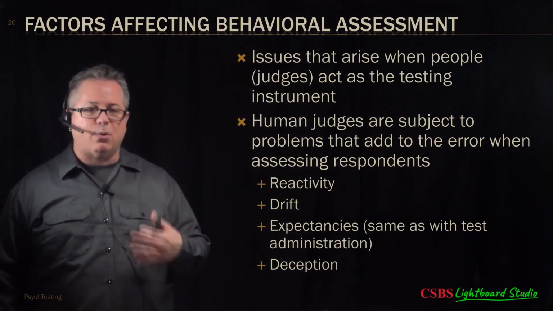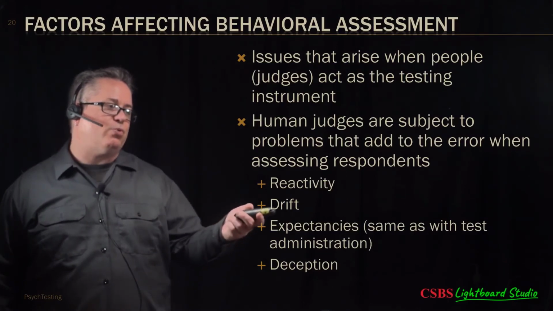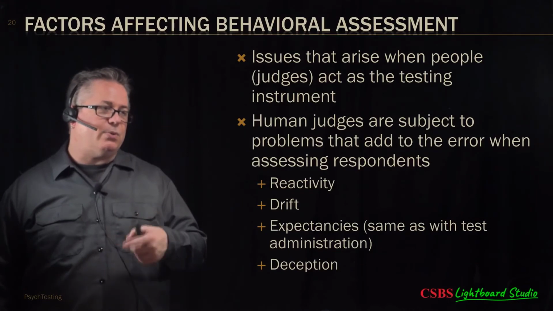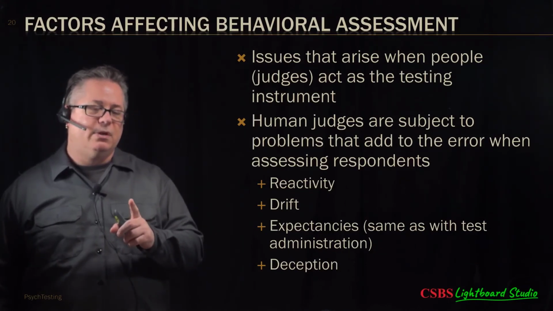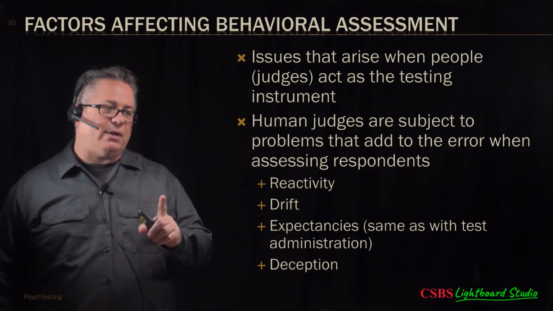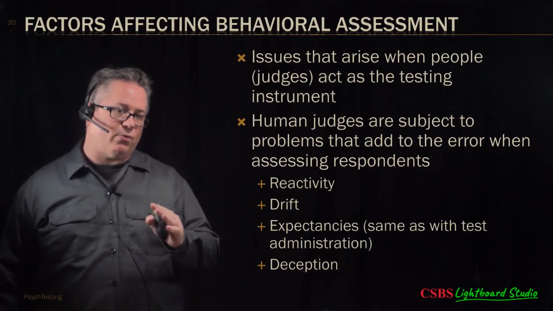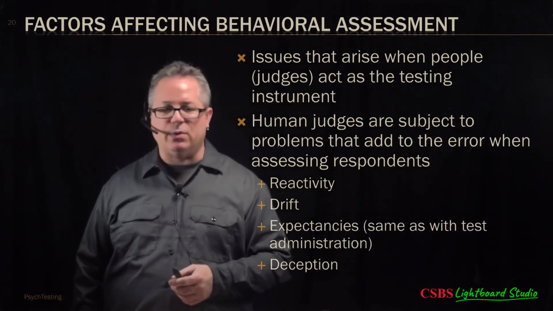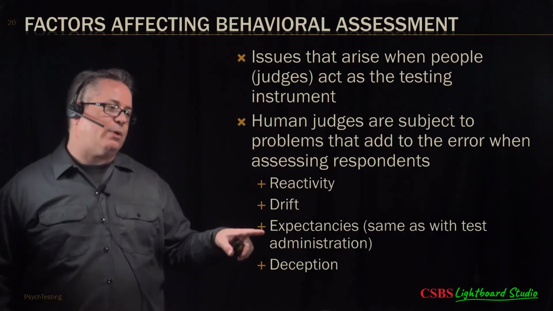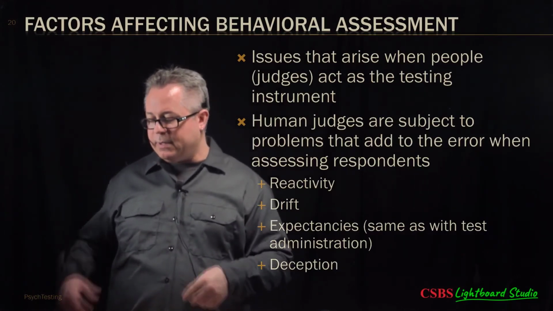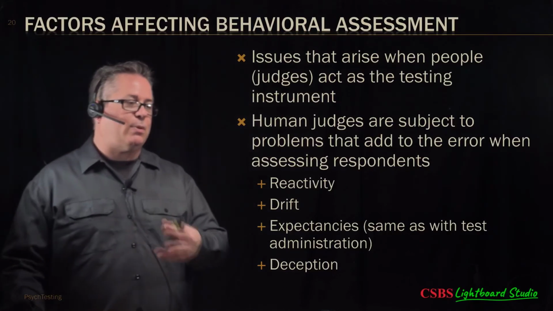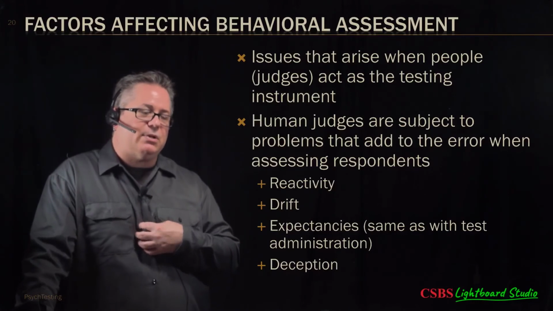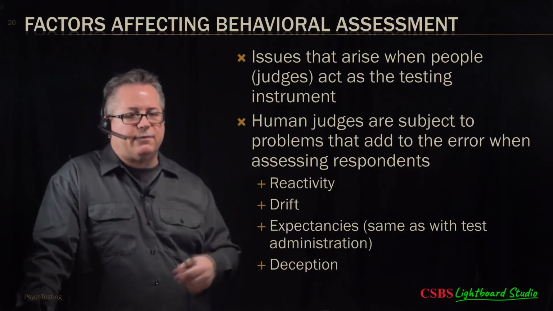People tend to get emotionally involved in things. There's drift. So if you train someone to look for things and score things and be an instrument, the more they do it, they will start to move away from their training and start to code things incorrectly. They'll drift away, start to code things that don't exist, or miss things that should be coded. Their expectations about the respondents or the targets they're watching are going to lead them to notice things that match their expectations and ignore things that don't match, and all that kind of stuff.